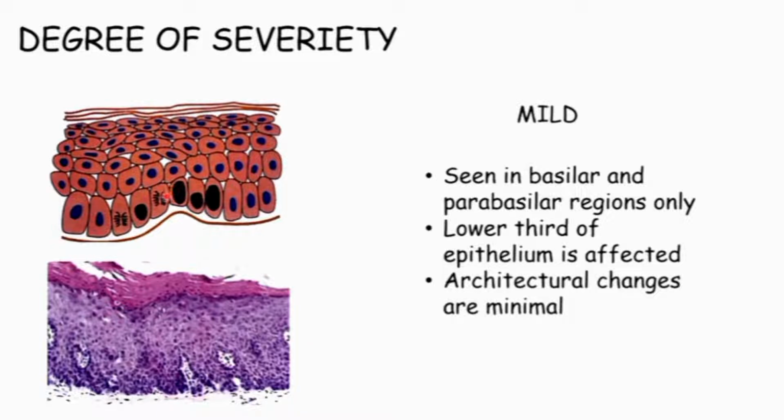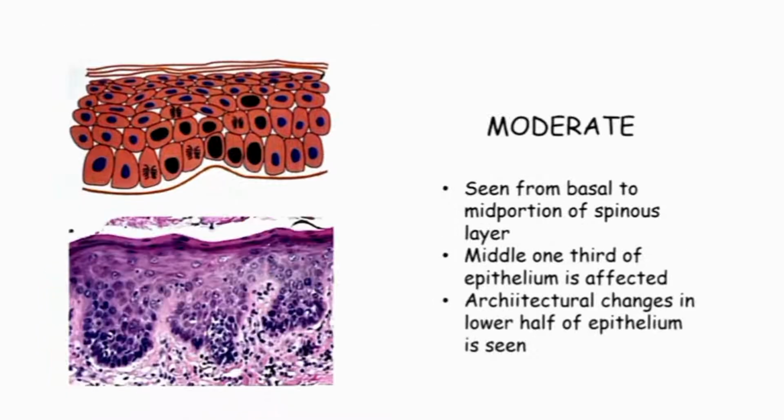Architectural changes are minimal. In moderate, changes are seen from basal to mid portion of spinous layer. Middle one-third of epithelium is affected. Architectural changes in lower half of epithelium are seen.